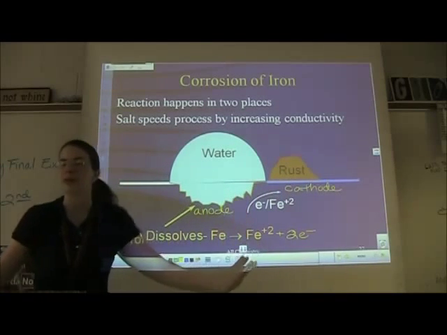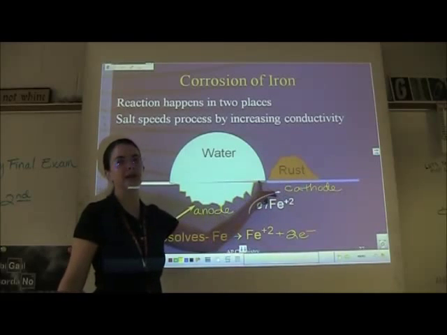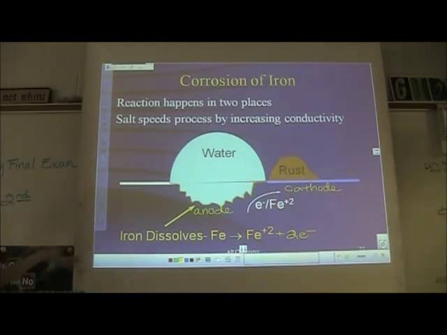Now, would you be able to see this with your eye? No. We're talking about a distance between these of like picometers. Okay? But technically, they are in two separate locations.